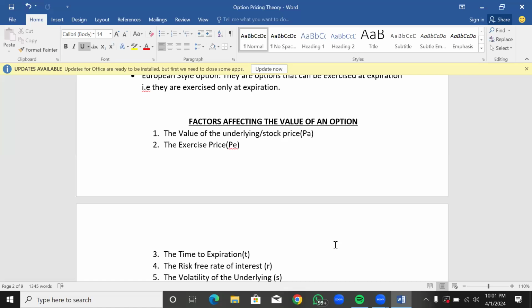So we input all those details into that formula, then we get our D1. Once we have D1, we go back and get D2. D2 is D1 minus sigma square root T. That's our D2. So the moment we get our D2, that means we have our D1 and we have our D2.